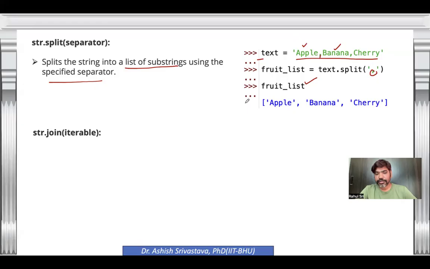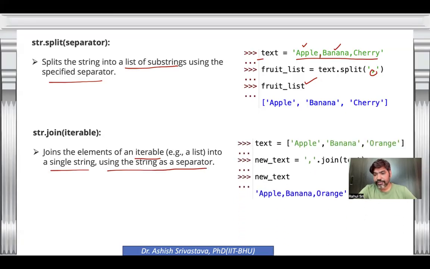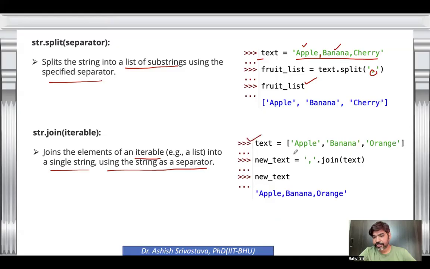Now, what is this join method? This is nothing but joining the elements of an iterable. Remember, an iterable like a list. Why is a string called an iterable? We can iterate over the elements of the string. It joins the elements of an iterable into a single string using the string as a separator. Let us see how it works. Here I have given a list, stored in the text variable, and I want to join all the members of the list into a single string which is separated by a comma, right?